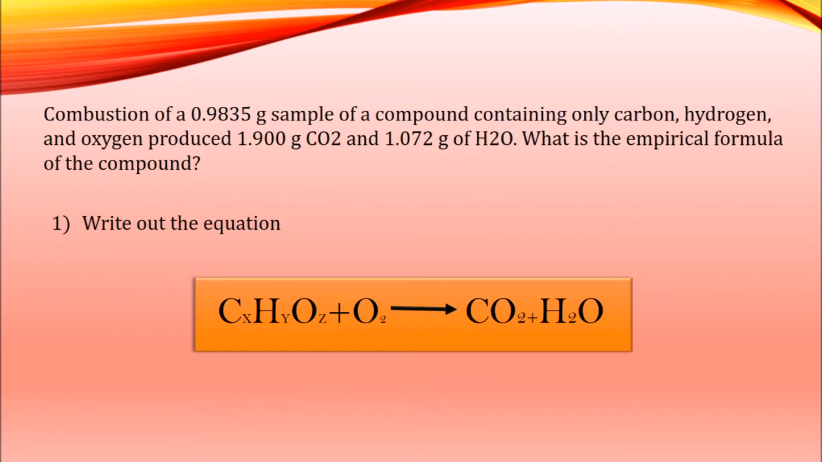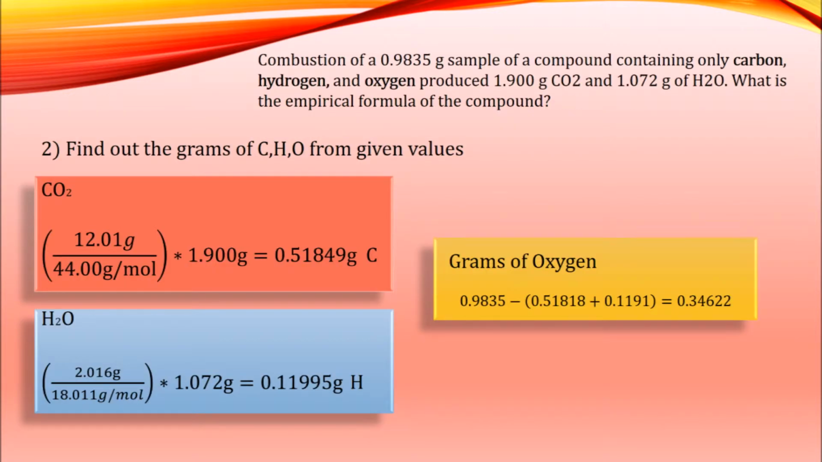First, start with the equation for the combustion. This step isn't necessary, but you can write it out if it helps with the problem. This equation helps us with a better understanding of how combustion is produced. Now we have to find the grams of each element of the known compound.